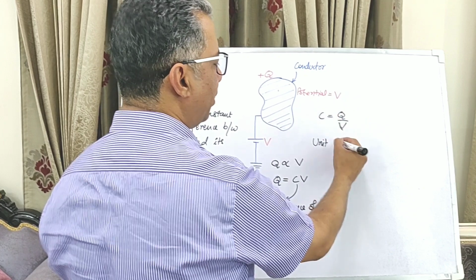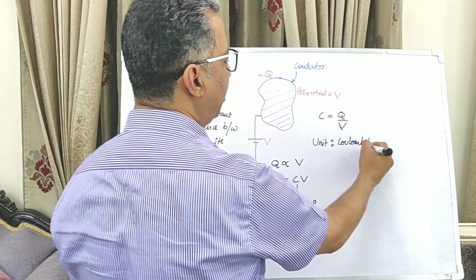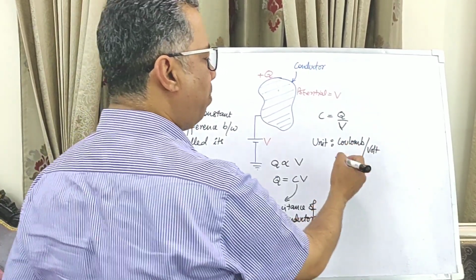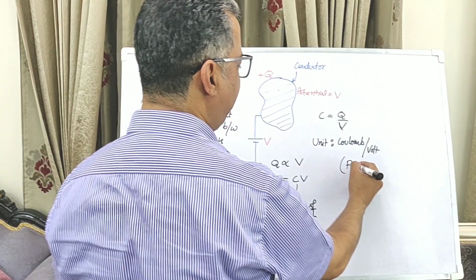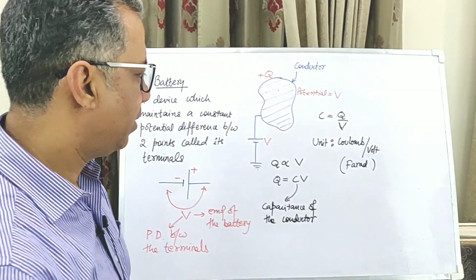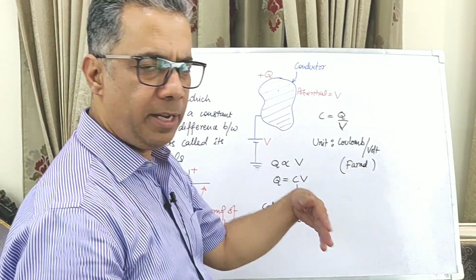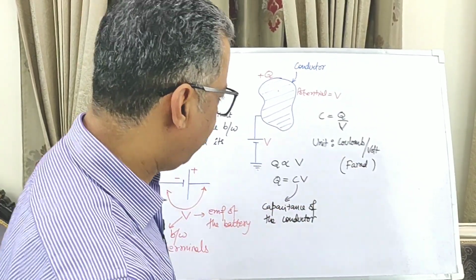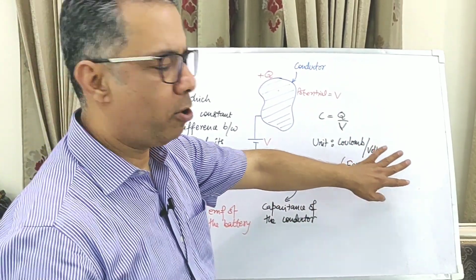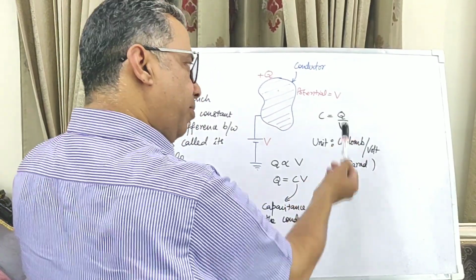And it has a unit that is equal to Coulomb per volt. Now this Coulomb per volt has been given a name, Farad, named after Faraday, the great British scientist. Read his life story, a very interesting life story and history there. Perhaps more on that in some other video. So Farad is the unit of capacitance.